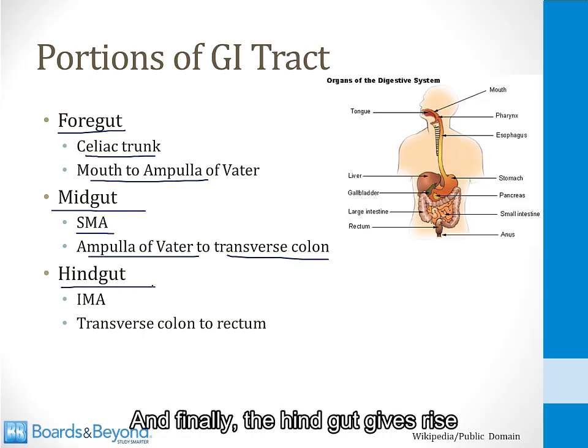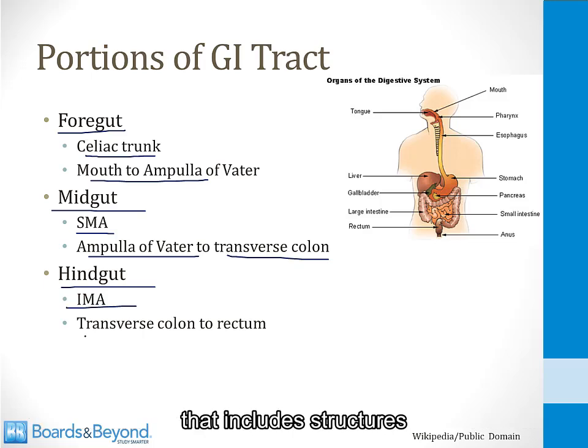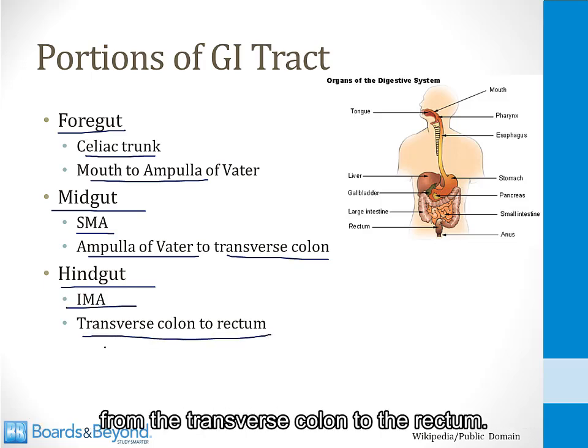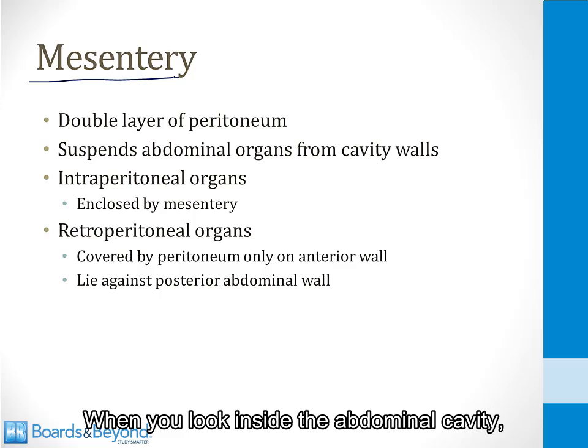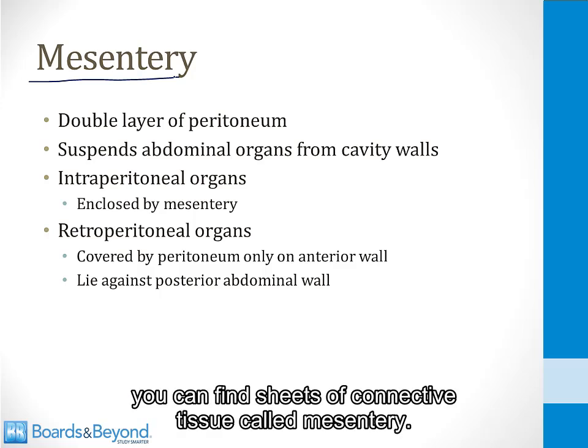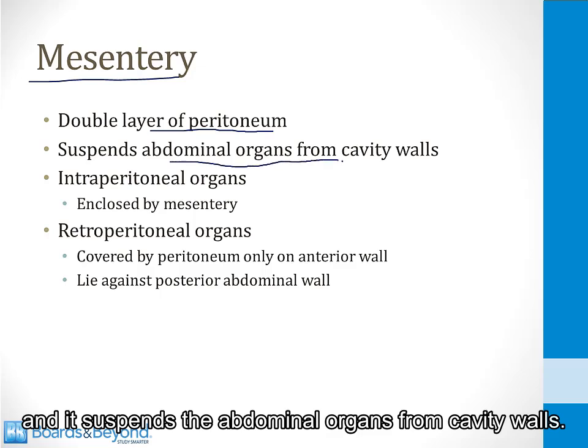And finally, the hindgut gives rise to everything supplied by the inferior mesenteric artery. That includes structures from the transverse colon to the rectum. Next, let's talk about the mesentery. When you look inside the abdominal cavity, you can find sheets of connective tissue called mesentery. Mesentery is made up of a double layer of peritoneal tissue, and it suspends the abdominal organs from cavity walls.